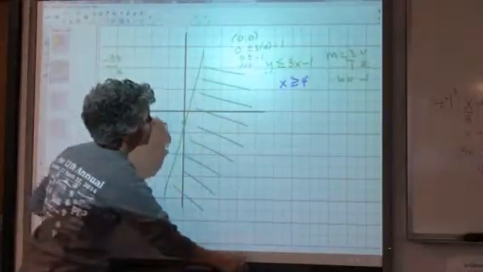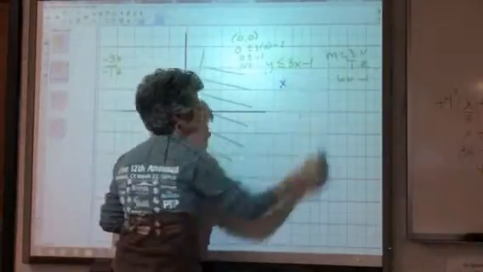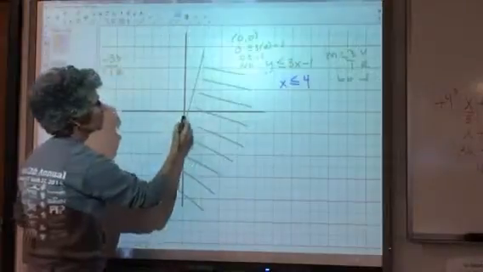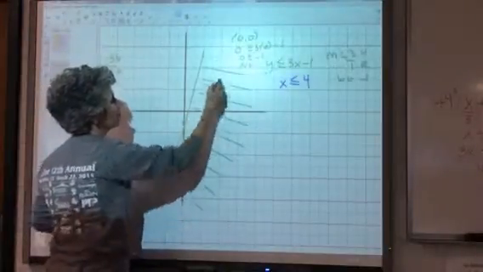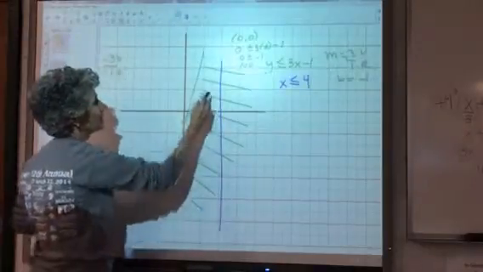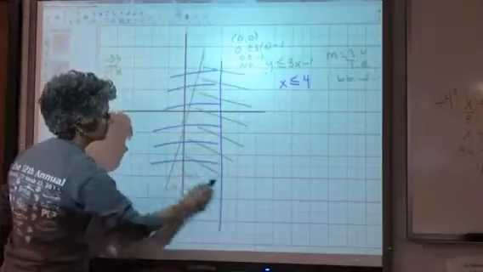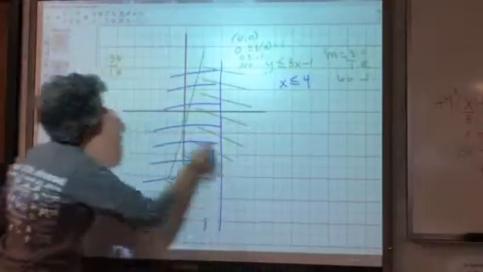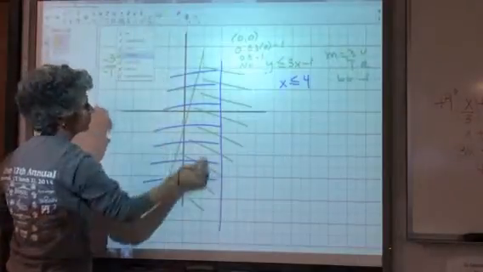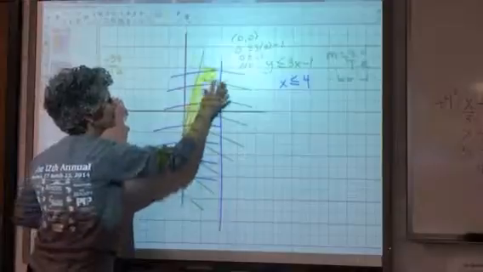And then the other one is x is greater than or equal to 4. No, it's not. I meant x is less than or equal to 4. And so that's going to be a vertical line here, 1, 2, 3, 4. Again, a solid one. And then less than would be to this side. Okay, so you can see that section in between them would be right here. So I'm underneath the green line, but I'm to the left of the blue line.